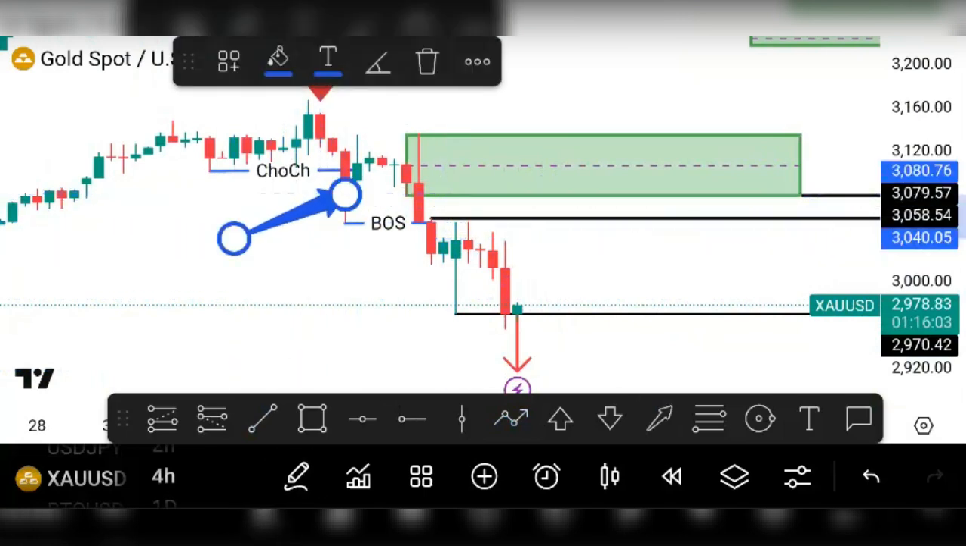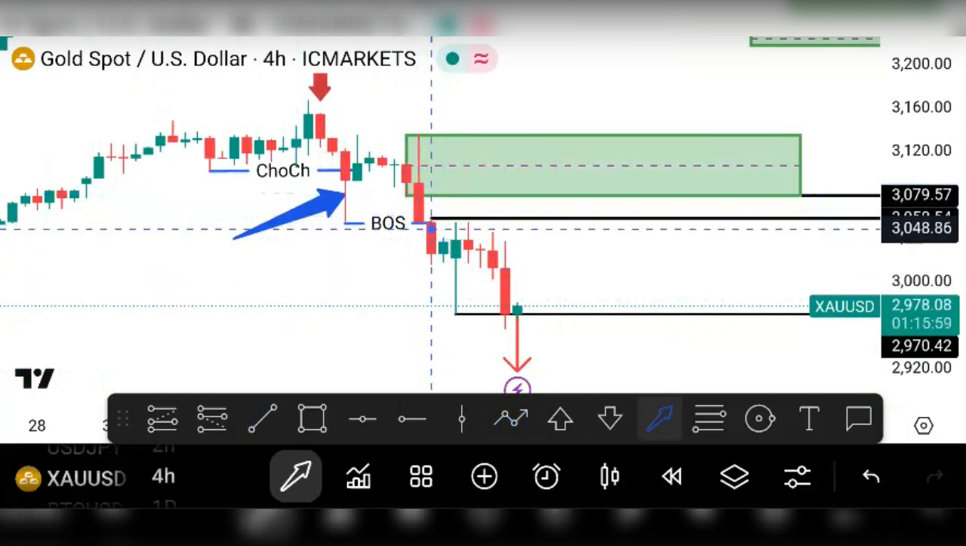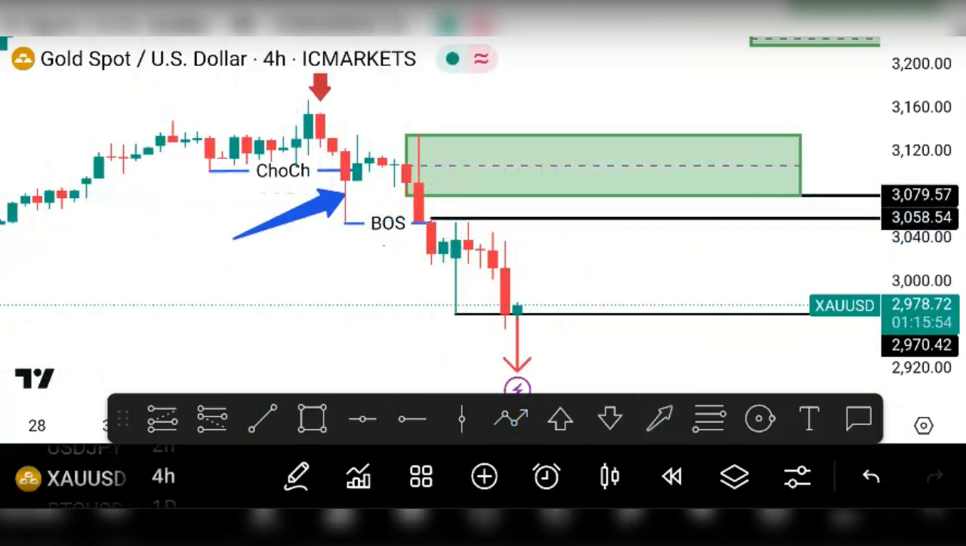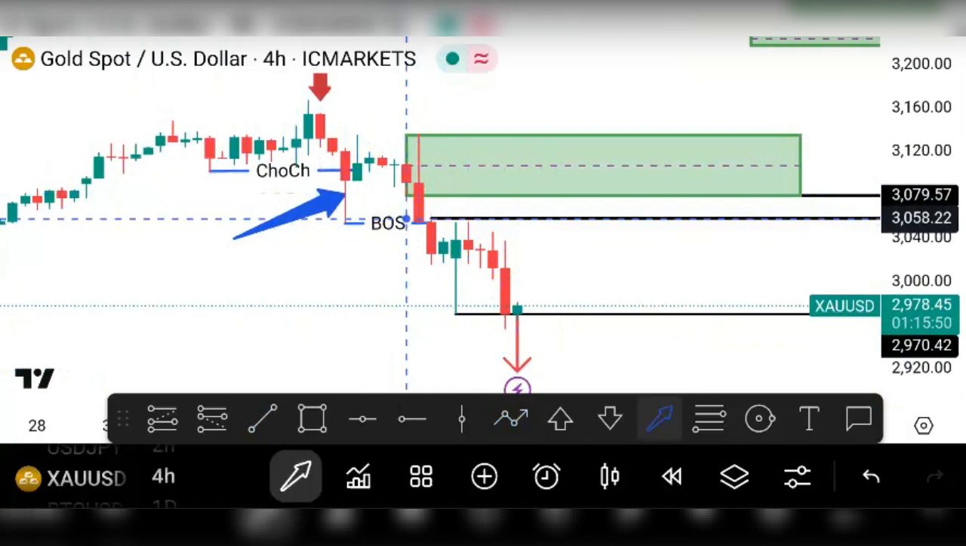Why? The reason is that price came below it. You can see price broke it to the downside. So it's a valid break of structure, and our order block is valid. It meets all our requirements. It has a break of structure. You can see this is the order block.